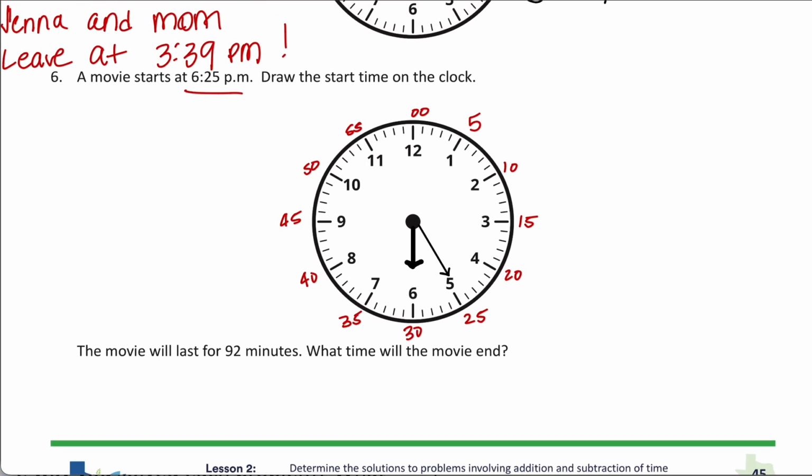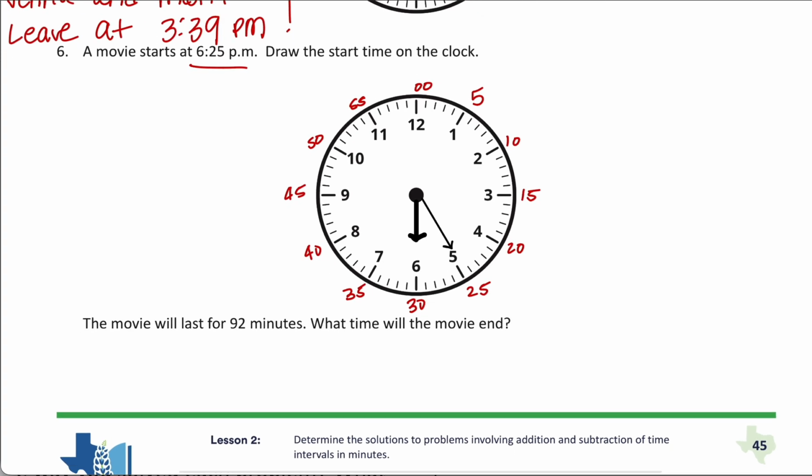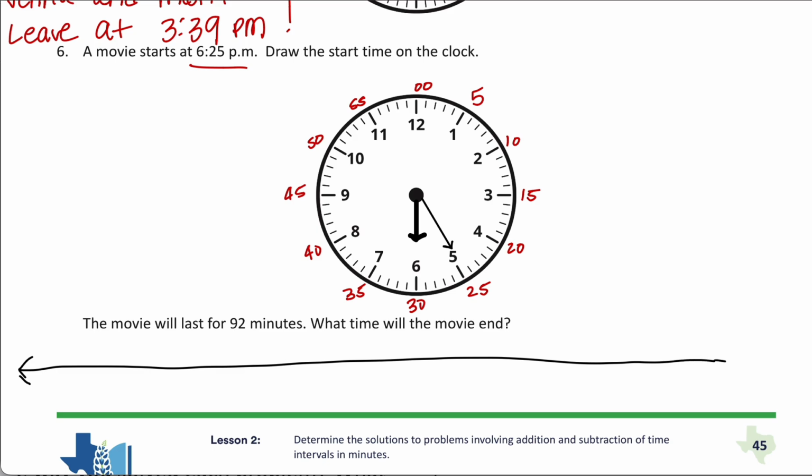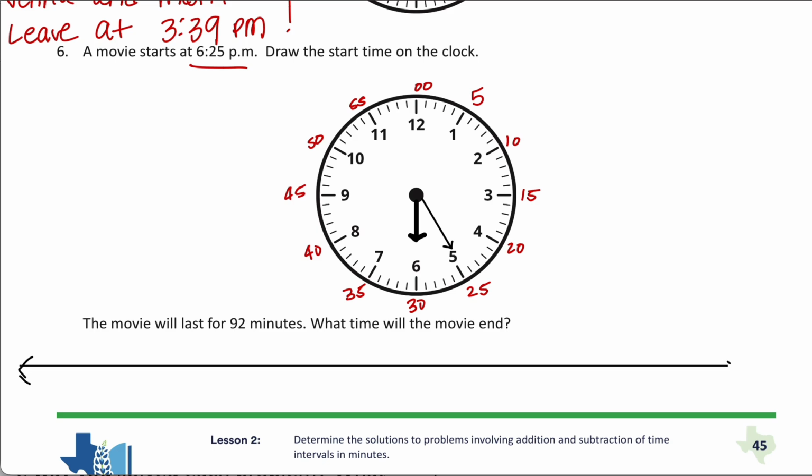Now the movie lasts for 92 minutes. What time will it end? Okay, so let's do a little bit of number line work here. So that's a long time. Okay, so I'm going to draw a longer number line. All right. So we know that the movie starts at 6:25. Now, since we have a start time and we're looking for an end time, we're going to add, which means we're going to go forward into the future.